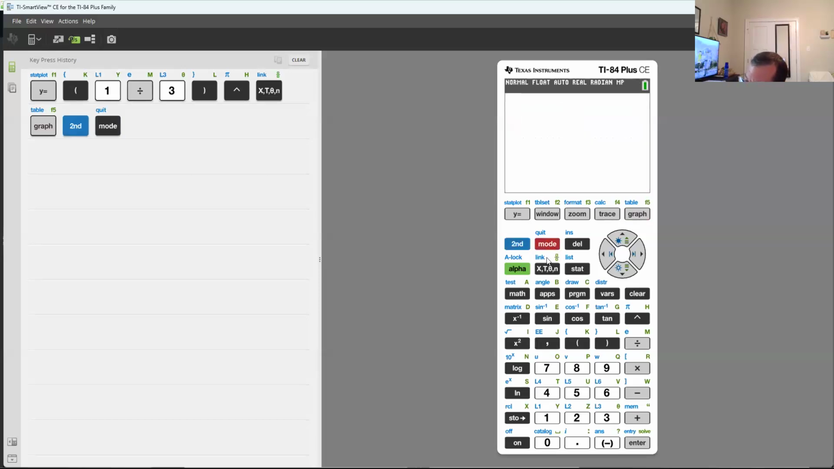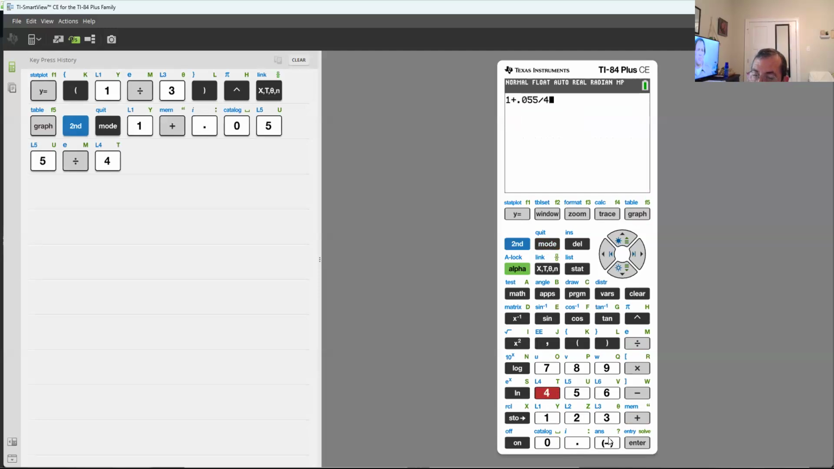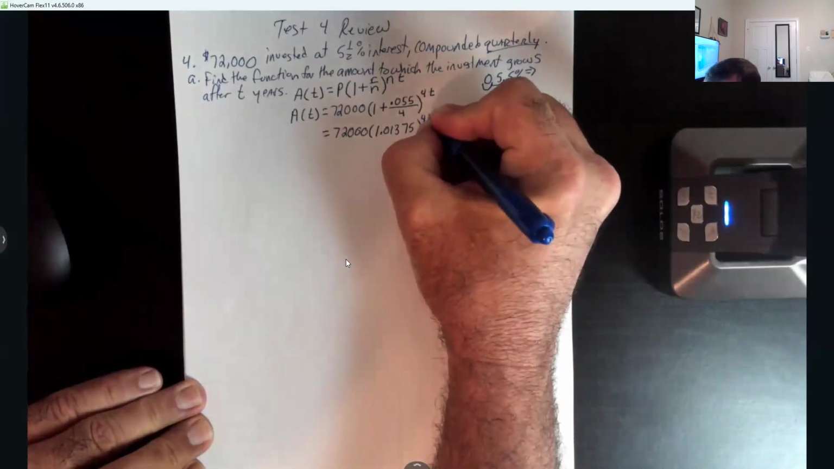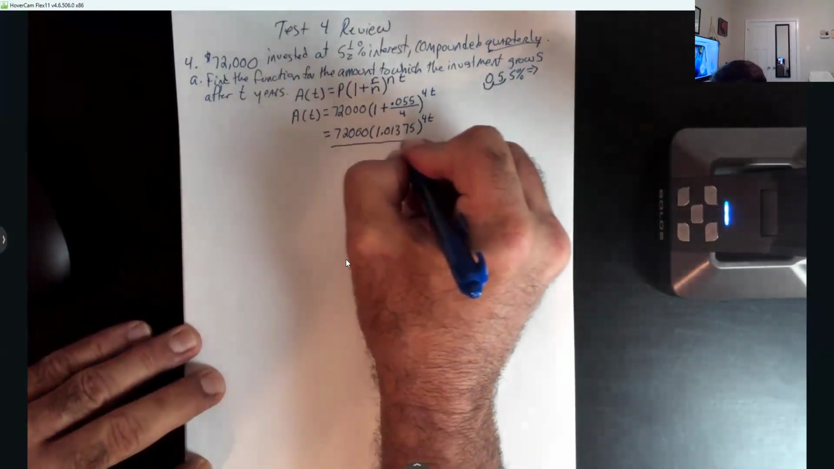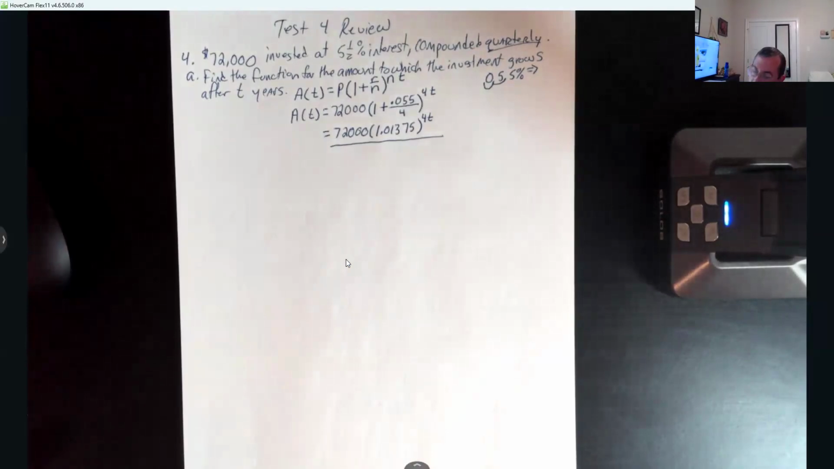I'm gonna go to my home screen. So 1 plus 0.055 divided by 4. So you got to get that to be a 1 point whatever that you get on that, okay? So I got 1.01375. All right, y'all. So that's what the inside of the parentheses equaled. So you got to get that part simplified and then bring down your 4 times t. This is what MathLab wants for part A.